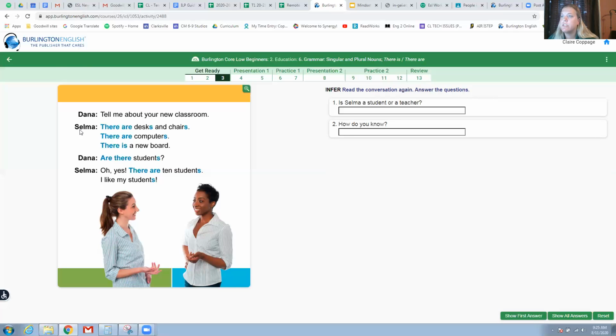Number 1, is Selma a student or a teacher? She is a teacher. Okay, which one is it? ¿Cuál es? How do you know, why do you say teacher, Rocio? Porque dice que le gustan sus estudiantes. Aha, she says, I like my students, right? Good. So it's like they belong to her. She's being possessive there. Good.